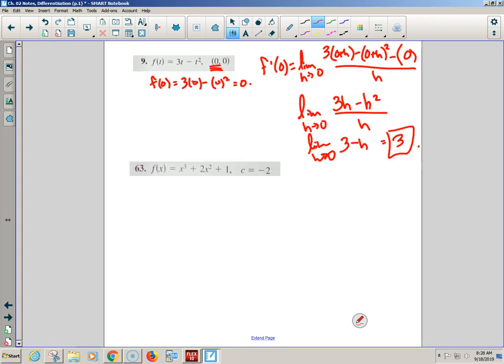Did you do x approaching -2 or h approaching 0? What were the directions? Alternate form of the derivative? Did they tell us which one or just go for it?